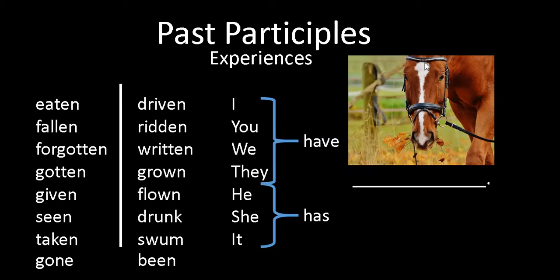Have a look at the picture. I see a horse. What do people do with horses? Well, we ride the horse. And where is our PP for ride? Ride, rode, ridden. So here we write, I have ridden a horse. And what does that sentence mean? Well, it means that that is in my experience. So even if I've only done that once in my life, I've only ridden a horse once in my life, I can still say, I have ridden a horse. And there's the sentence right there.